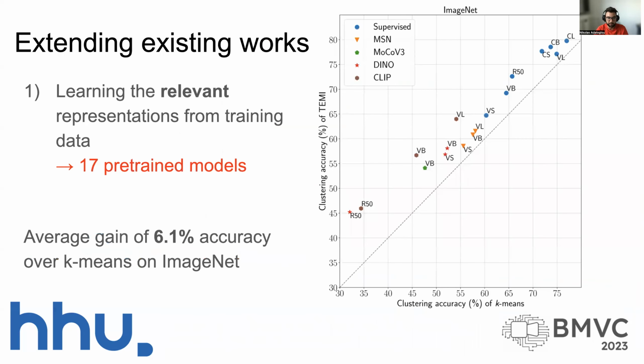Our work is significantly different because we test and benchmark relevant representations from different types of supervision for 17 pre-trained models. And comparing with k-means, as you can see on the right, using TEMI, we provide an average gain of 6.1% in terms of clustering accuracy over k-means on ImageNet.